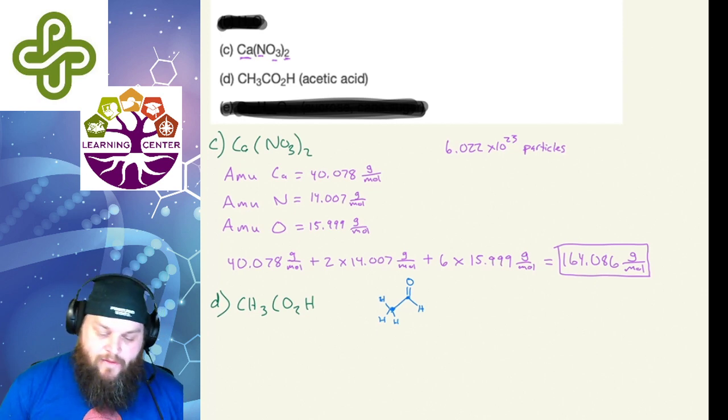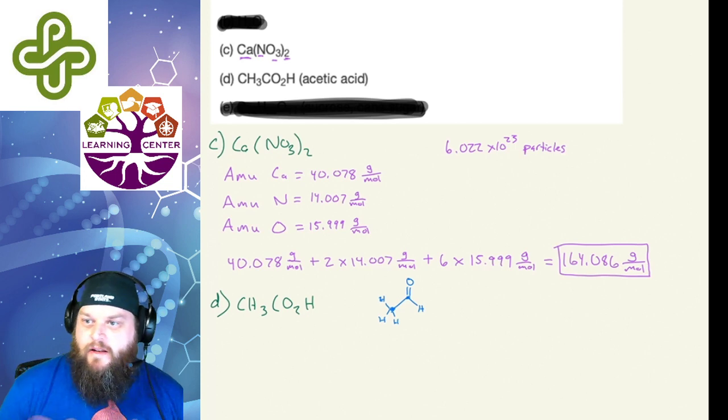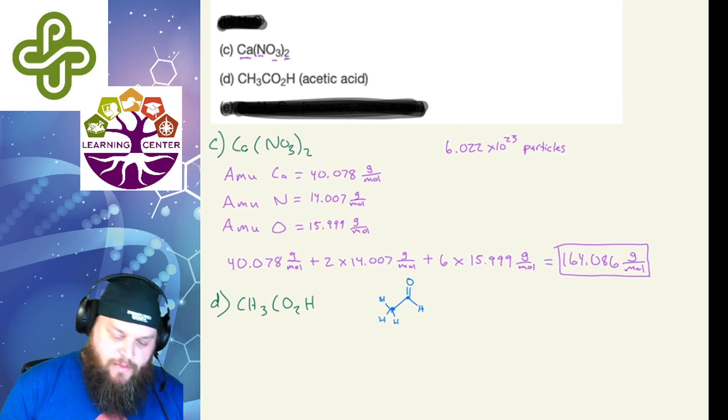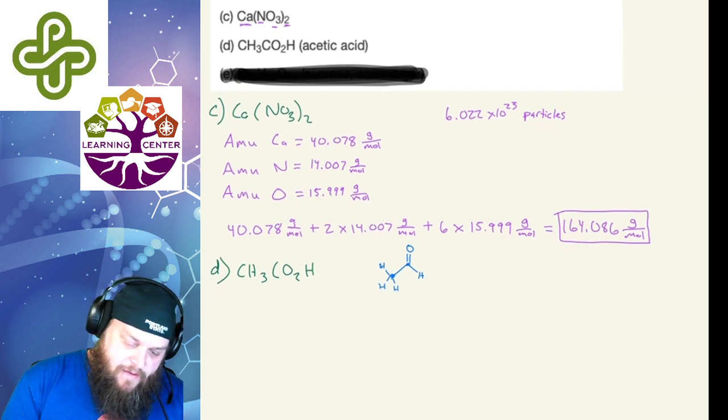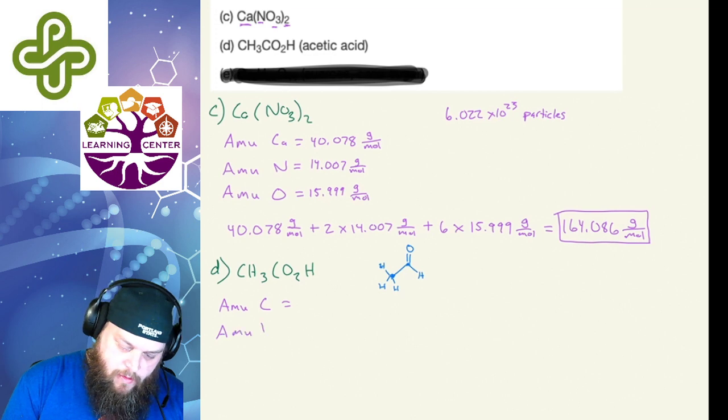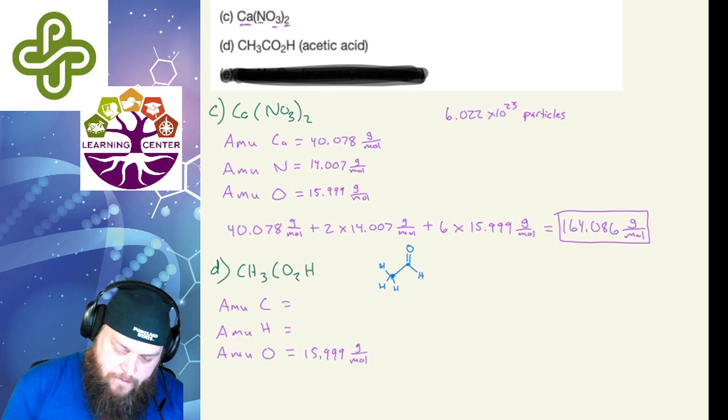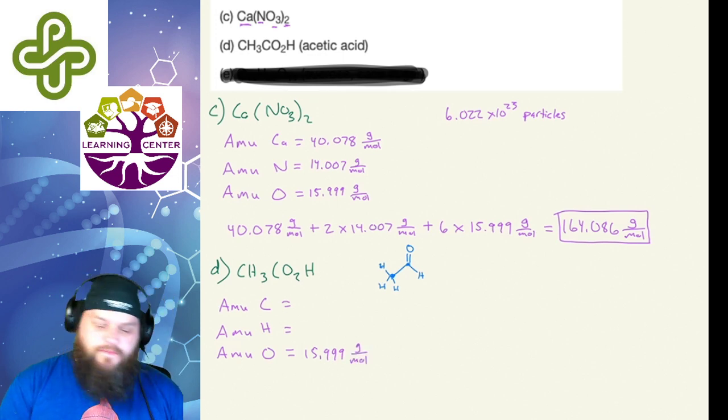But that said, we have to actually account for each of those atoms in our formula mass. So we have to sum up the different hydrogens that are there, the different carbons that are there, all as one. So again, finding out the AMU of each of those, we need to find the AMU of carbon, the AMU of hydrogen, and the AMU of oxygen. We already found oxygen. It was 15.999 grams per mole. So let's find hydrogen and carbon.